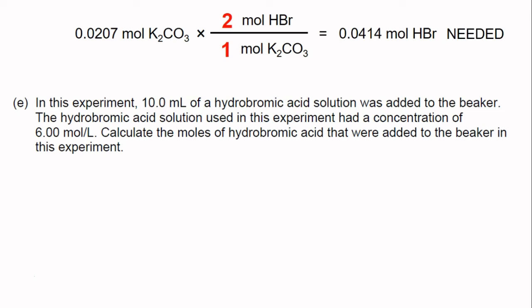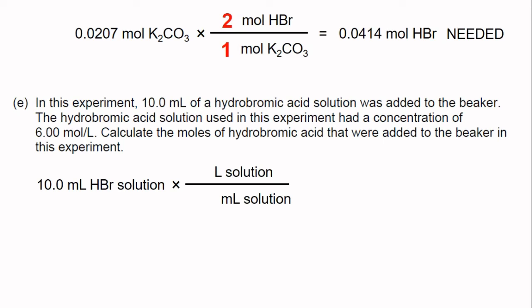In this experiment, 10.0 milliliters of a hydrobromic acid solution was added to the beaker, and this hydrobromic acid solution has a concentration of 6.00 moles per liter. Calculate the moles of hydrobromic acid that were added to the beaker in this experiment. So if we take 10.0 milliliters, because the concentration is in moles per liter, let's convert milliliters into liters. And we know that there are 1,000 milliliters in 1 liter.